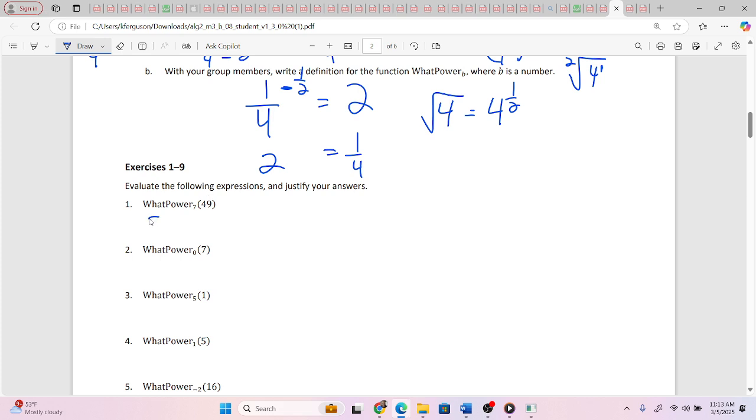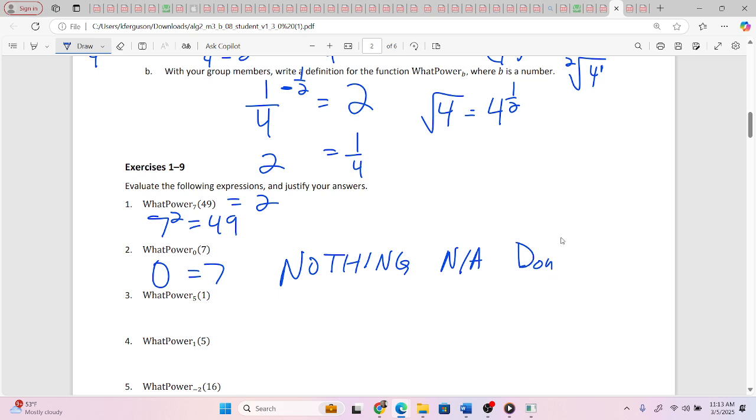Okay. What power of 7 equals 49? 2. 7 to the second power is 49. What power of 0 equals 7? Oh, 7? Nothing. Or not applicable. Or don't work, Ferg. You could put any of those answers, because you can't take 0 to some power and get a number that's not 0. It's not going to work. 0 can't go into anything. Well, yeah, but don't think of it like that. I guess you could think of it like that. Yeah, 0 can't divide into 7, so yeah.